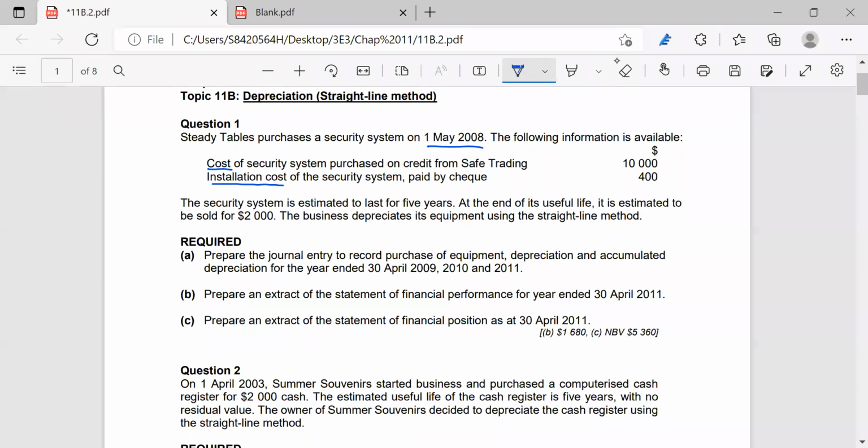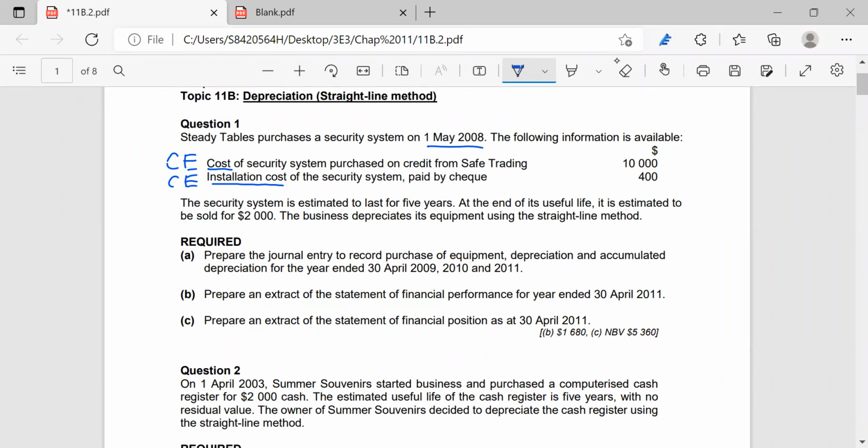You actually have to add them together because the purchase cost of a security system should be capital expenditure. Installation cost is also capital expenditure. So just a quick recap, capital expenditure basically means that we have to record these costs as our non-current assets.